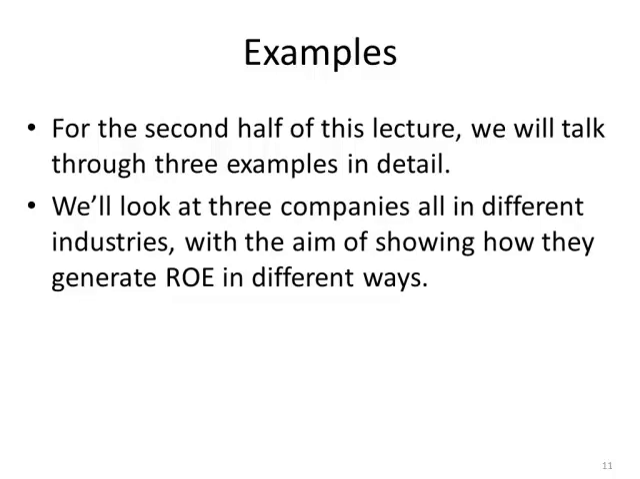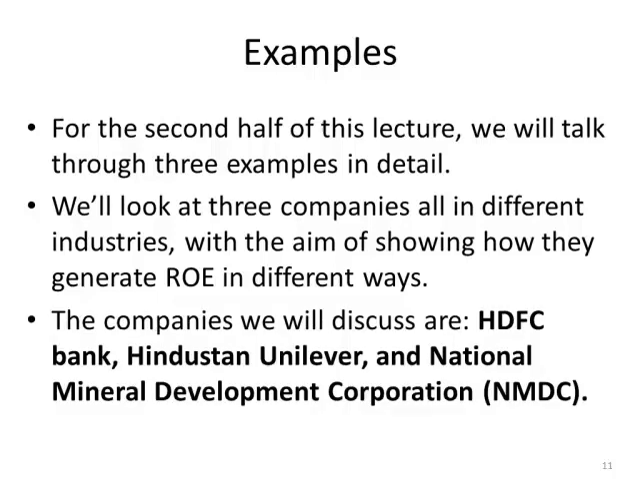We'll look at 3 different companies in different industries, with the aim of showing how they generate their ROE in different ways. We said that different industries will generate their ROE in different ways, depending on their business model. Now we would like to look at some examples of this and see it in practice, and see how these companies in different industries generate higher ROE, and how that is a result of their business model. We'll discuss HDFC Bank, Hindustan Unilever, and National Mineral Development Corporation.